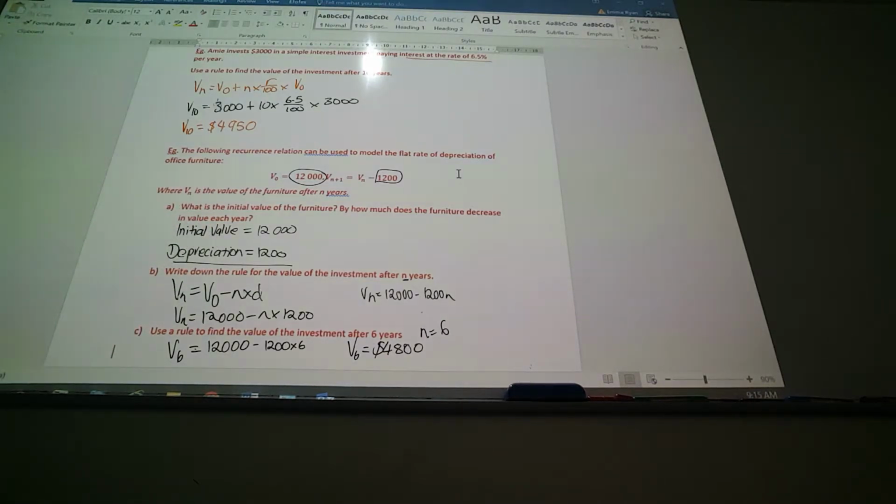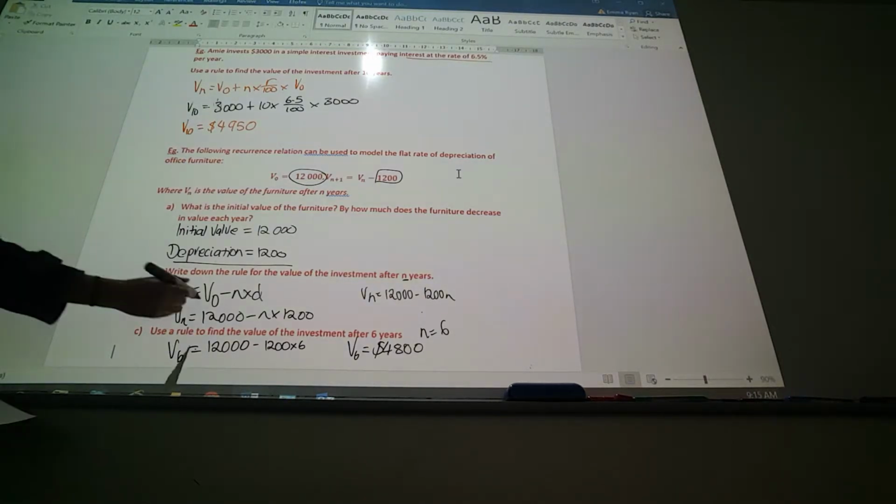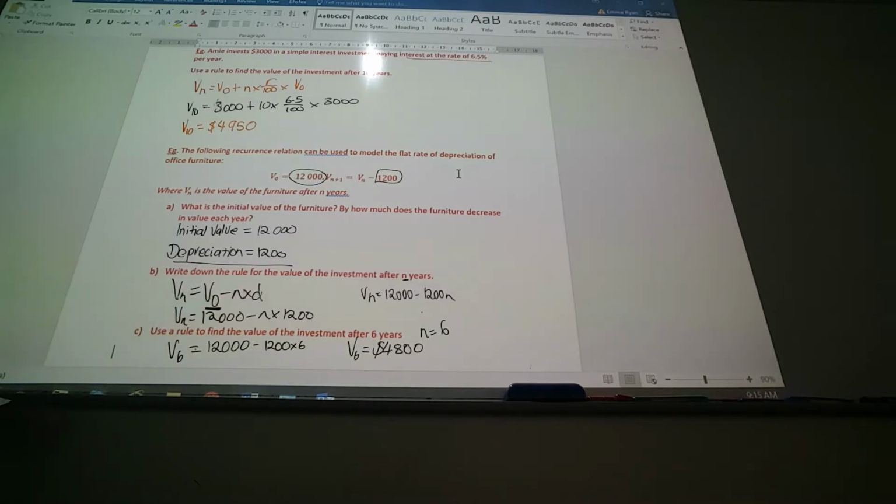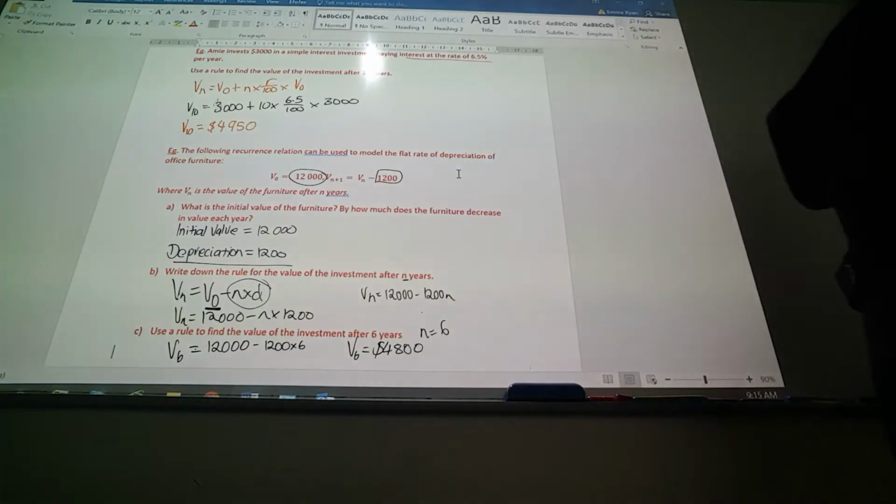Does it matter what way? You must have this bit at the start though. But this bit, it doesn't matter whether it's n times d or d times n. What do you mean by start? The V0, you must have that number first, otherwise you'll get the wrong answer. Any questions? No? Are we good to move down? Yep, cool.